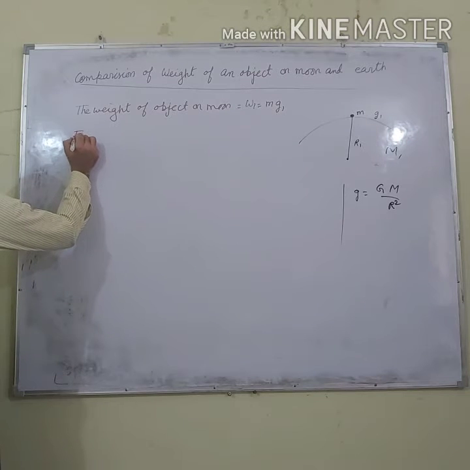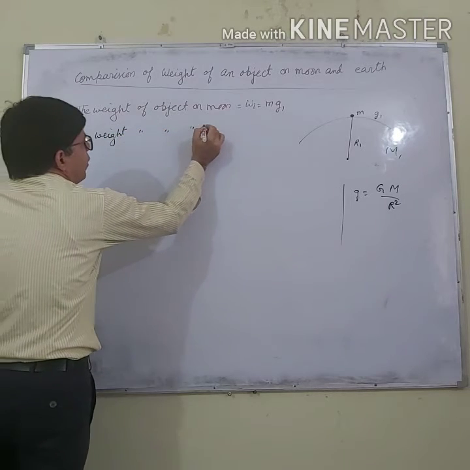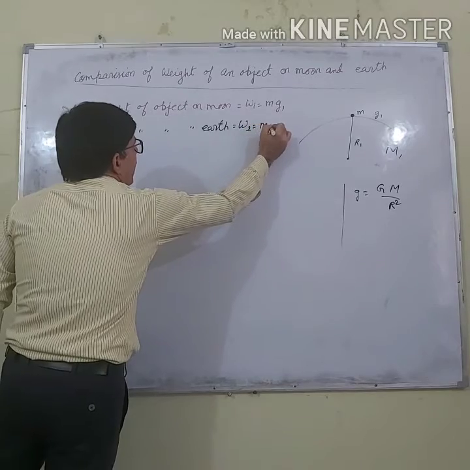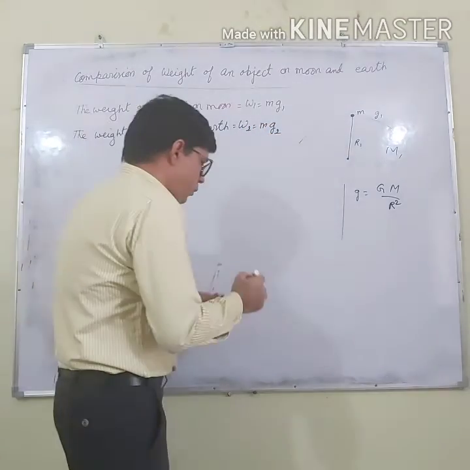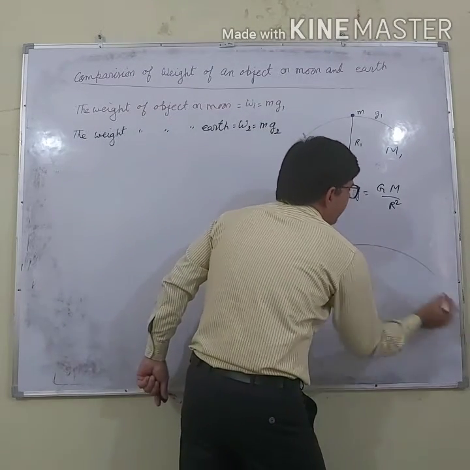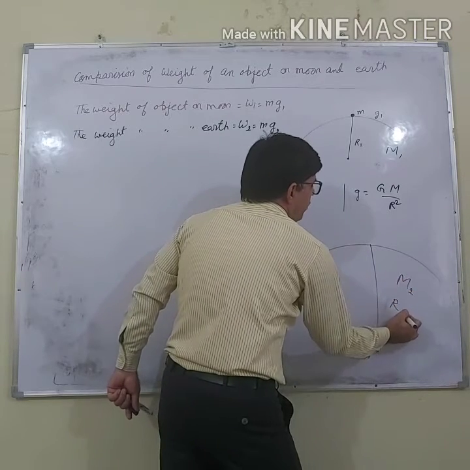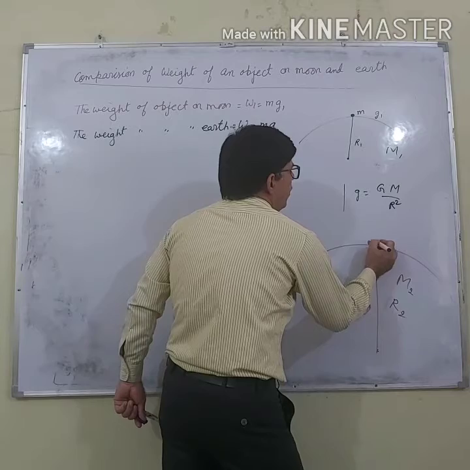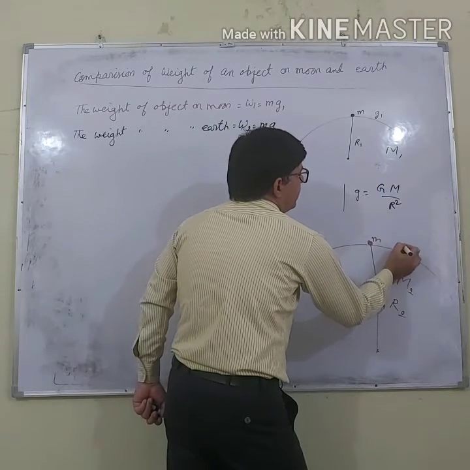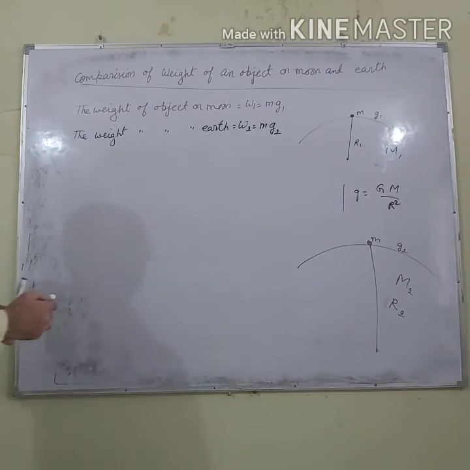Now what is the weight of an object on earth? The formula for weight is mg. Now let me consider earth. Let us say we are having earth. The radius of earth is r2, mass is m2, and this is the object m. The same object is placed on the earth now, and let us say g2 is the acceleration due to gravity. What do you say?